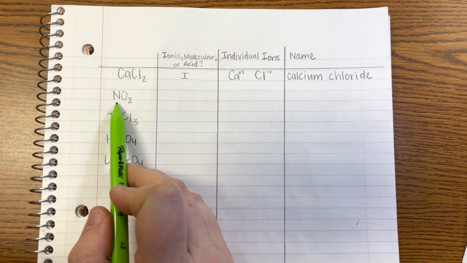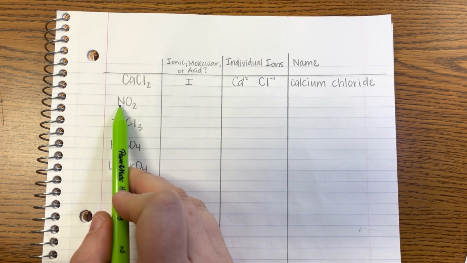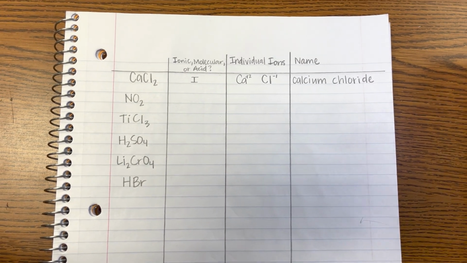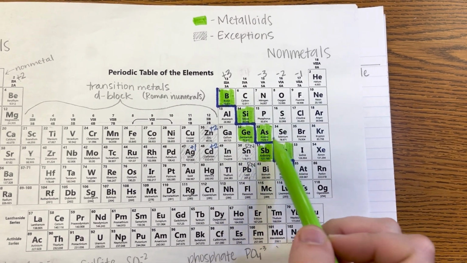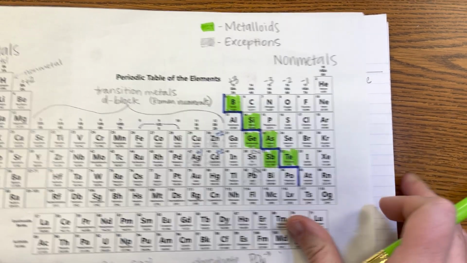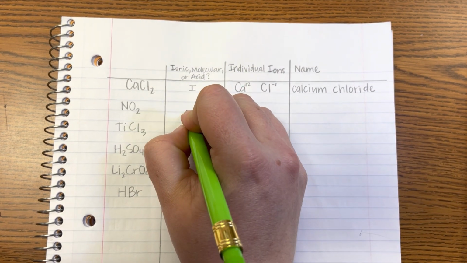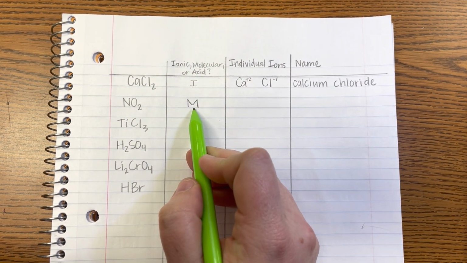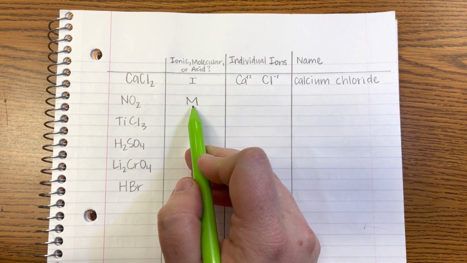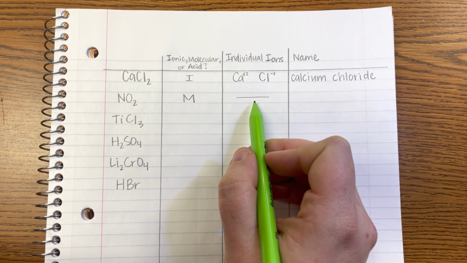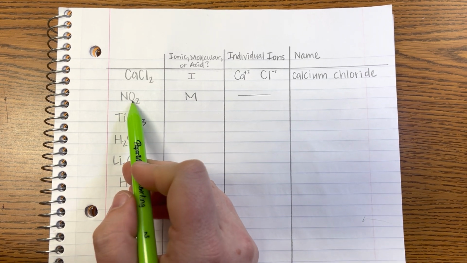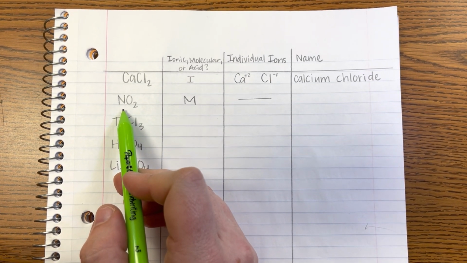Now, the next one, NO2. Nitrogen is N. That's on the right of this stair-step line, so that's a non-metal. And if your non-metal is first, that means this is molecular, which also means that it forms covalent bonds, so it does not have individual ions. Okay, these are covalently bonded, not ionically, so they don't have ions.